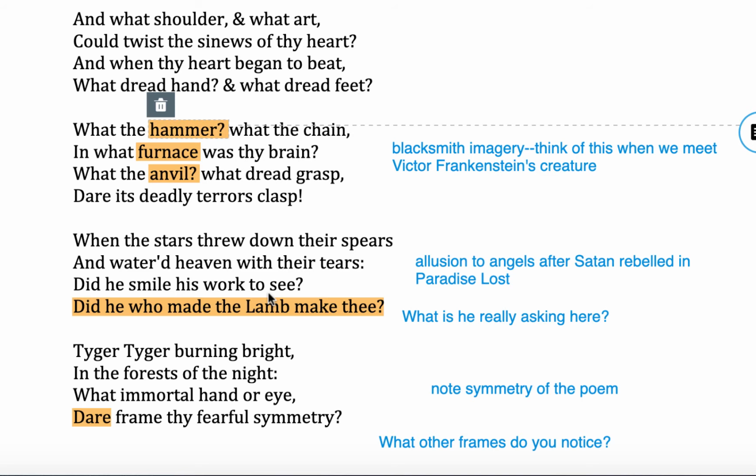When we talk about Frankenstein and we talk about Victor Frankenstein, the young college student who creates this creature in his dorm room, who creates a monster in his dormitory, basically, all of this blacksmith, hot, sweaty language is going to be used to describe the creation of Victor Frankenstein's unnamed monster. So keep that in mind when we get to that part of Frankenstein, just as a side note there.